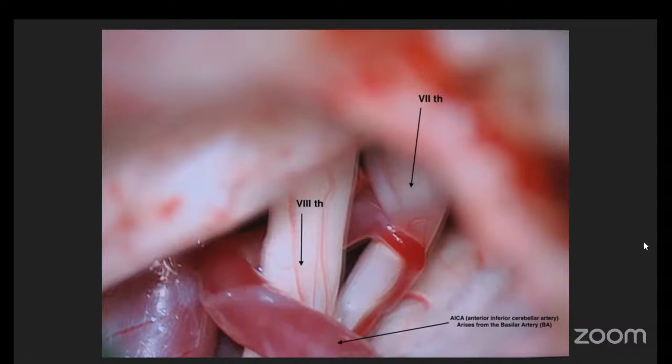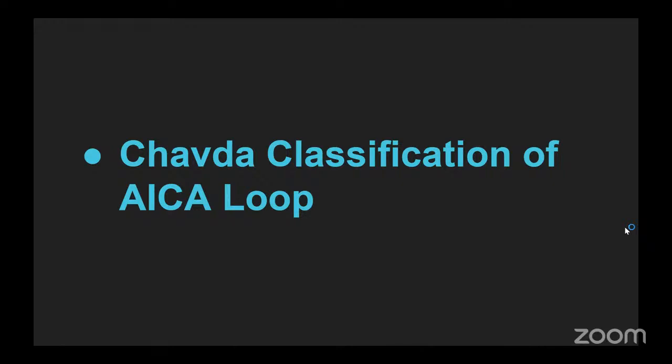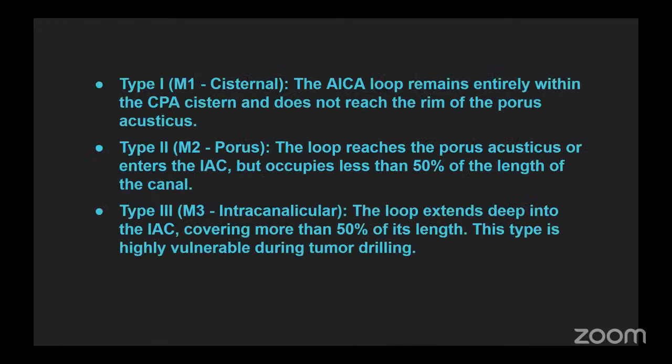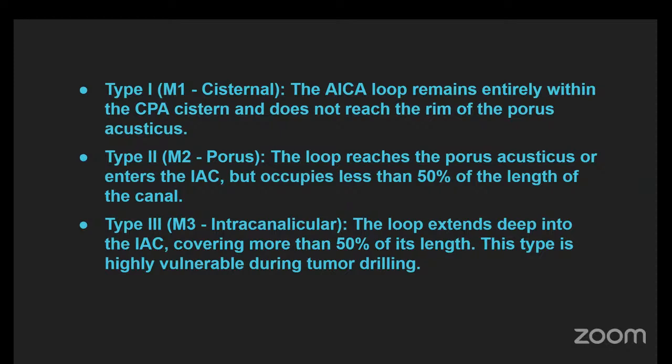Let's move to the Chavda classification. We did discuss Chavda classification briefly. There are three types: type 1, type 2, and type 3. Since we have discussed the segments of AICA, it would be a lot easier to understand the Chavda classification now. I am audible, right? Okay. So type 1 is cisternal, type 2 is porous, type 3 is intracanalicular. If you only remember the names, you would easily understand what is meant by each type.